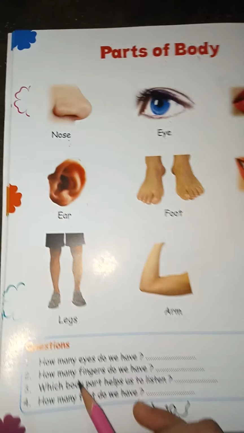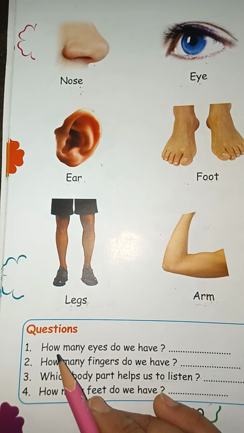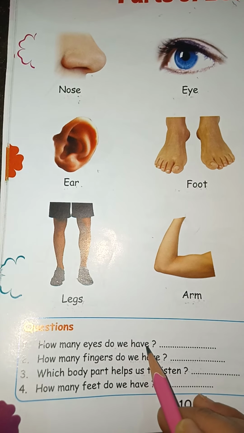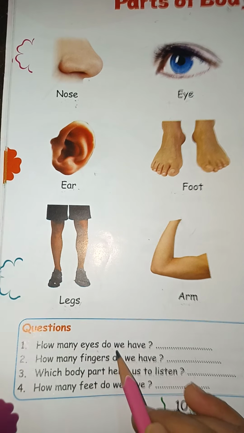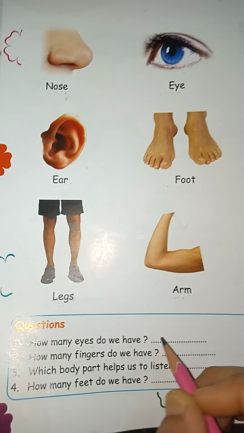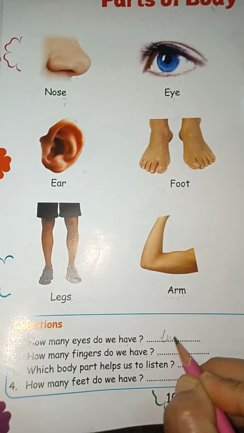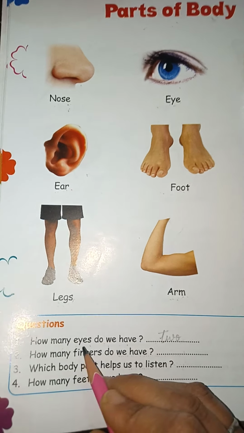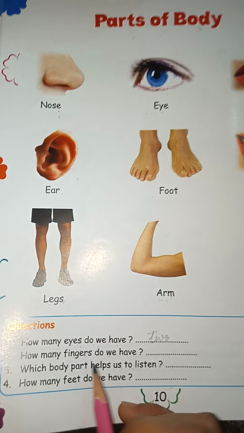Okay, now come to the next topic, questions. Questions: how many eyes do we have? How many eyes do we have, children? Two. Write here, T-W-O, two. I have two eyes. Okay.